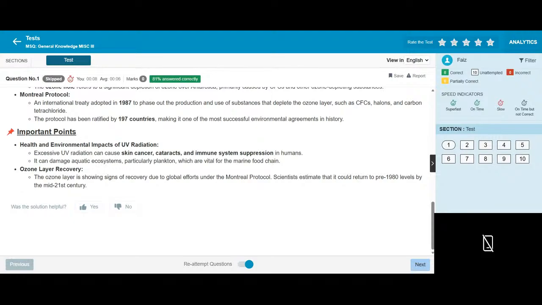Health and environmental effects of UV radiation. Excessive UV radiation can cause skin cancer, cataracts, and immune system suppression in humans. It can damage aquatic ecosystems, particularly plankton, which are vital for the marine food chain. The ozone layer is showing signs of recovery due to efforts under the Montreal Protocol. Scientists suspect that it could return to pre-1980 levels by the mid-21st century.